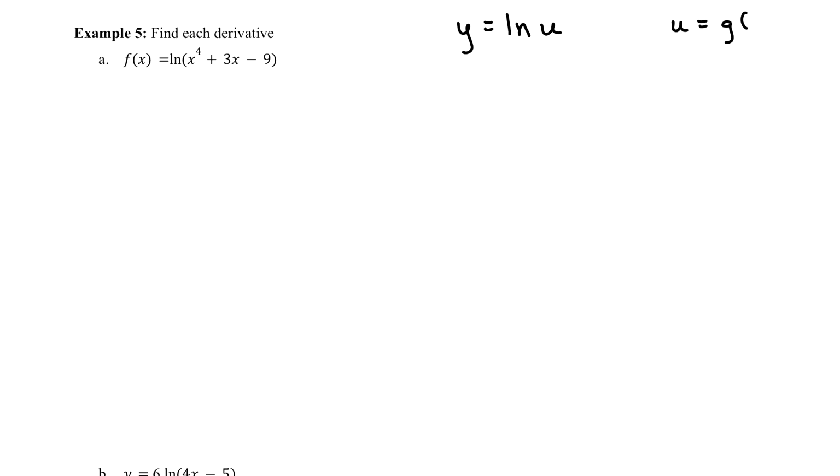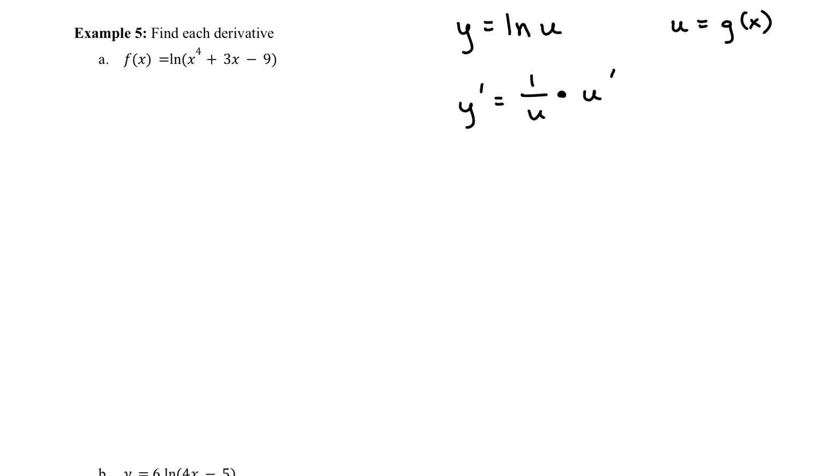to some inside function g of x, and I'd say, hey, the natural log of u, I would expect that to look like the derivative of natural log of x. So y prime, our derivative would be 1 over u. But again, this is a composition of functions. I have g of x inside of the natural log function. So the chain rule says I need to multiply by u prime.